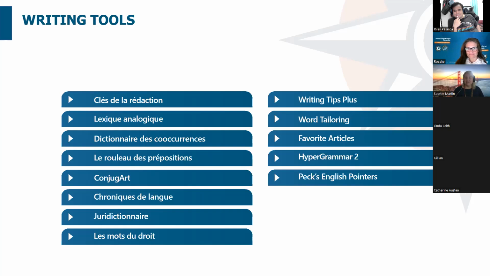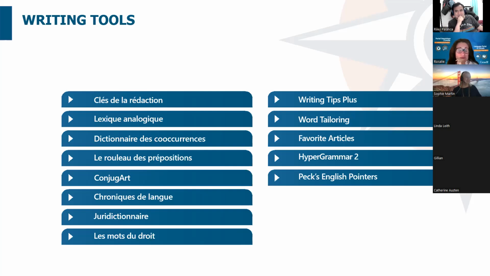Chronique de langue is a series of articles on language. These are articles that date back to a few years when the Translation Bureau used to publish a magazine called L'Actualité langagière, but they're still very relevant today. Juridictionnaire and mots du droit contain concepts and equivalents that are related to legal vocabulary. So, Rosalie, I will let you talk about the English writing tools.